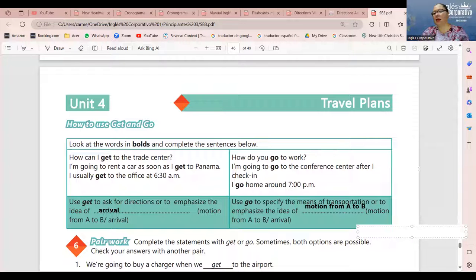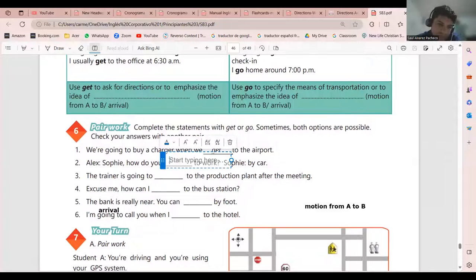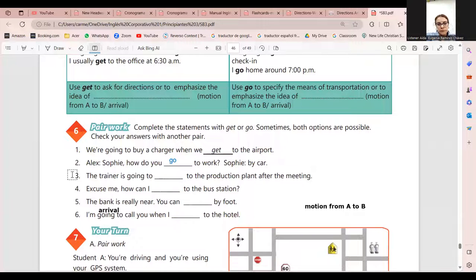So we have still 2 or 3 minutes. So let's complete this. All right, here we go. It says, we're going to buy a charger when we get to the airport. Vamos a usar go or get. Vamos a ver. Alex, Sophie, how do you go to work? By car. ¿Qué pongo ahí? Get or go? Go. How do you go to work? Number three. The trainer is going to get to the production plant after the meeting.